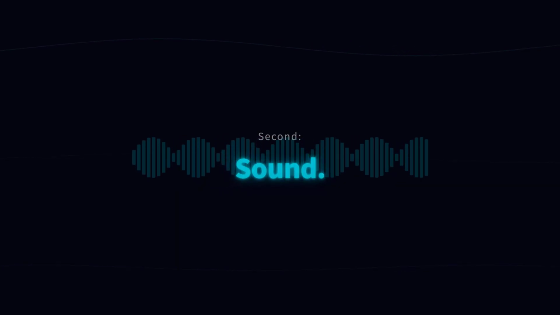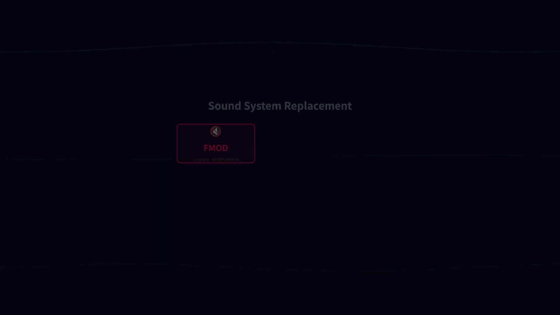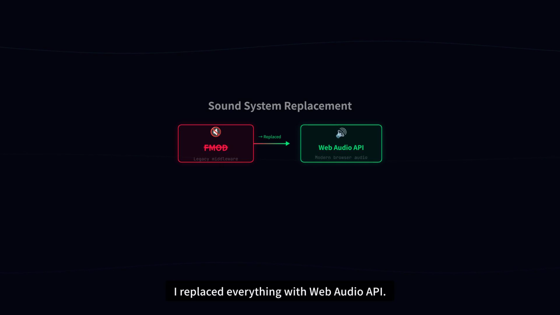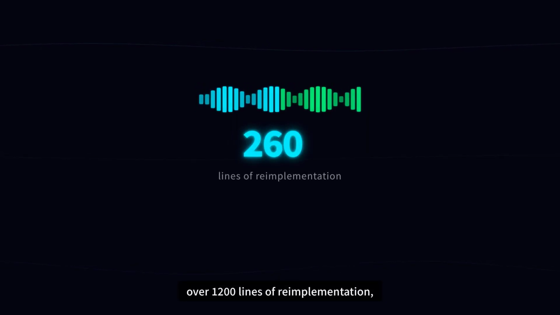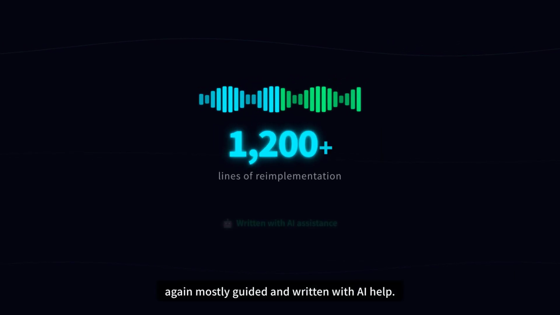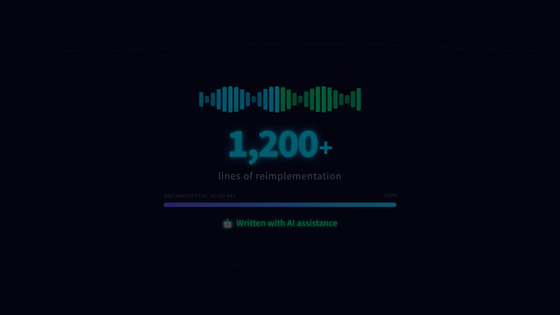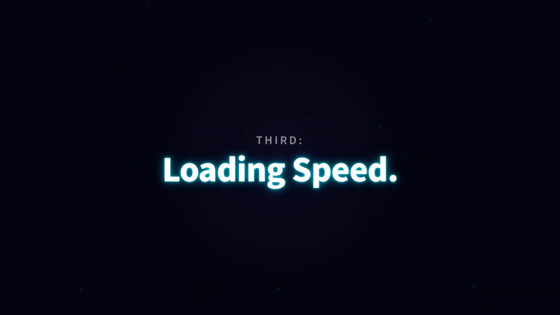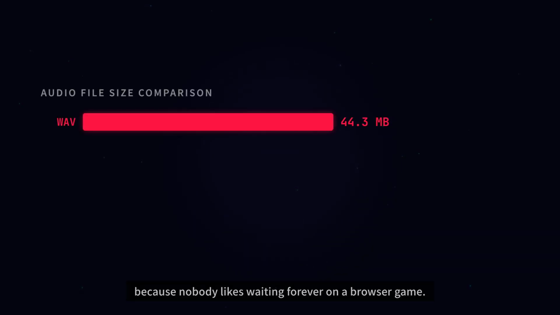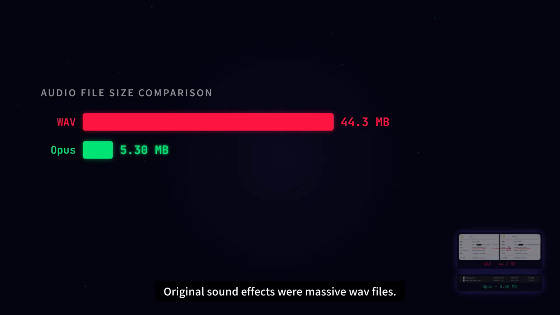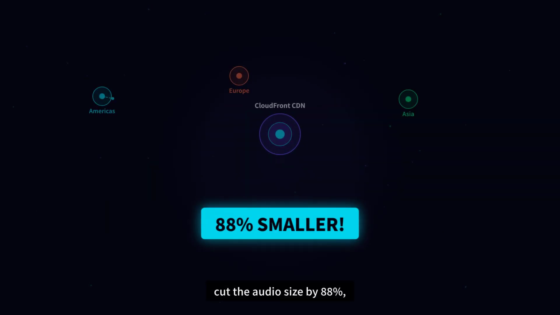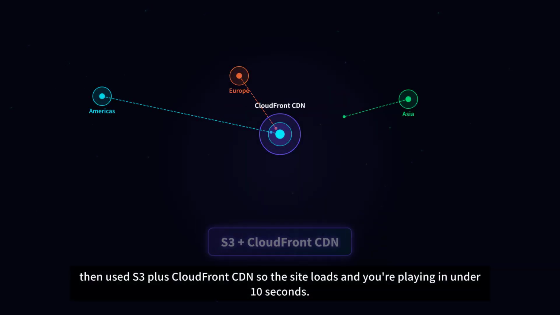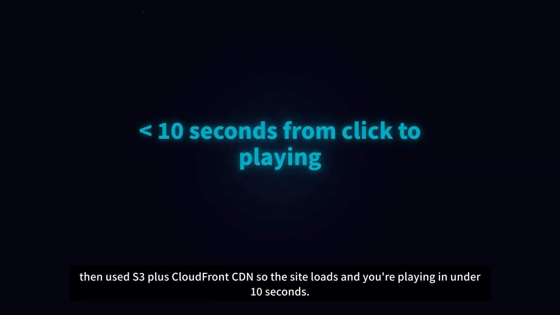Second, sound. GunZ used FMOD back in the day. I replaced everything with the Web Audio API, 3D positional audio, BGM streaming, the works. Over 1,200 lines of reimplementation, again, mostly guided and written with AI help. Third, data size and loading speed, because nobody likes waiting forever on a browser game. Original sound effects were massive WAV files. I converted them all to Opus, cut the audio size by 88%, then used S3 plus CloudFront CDN so the site loads and you're playing in under 10 seconds.